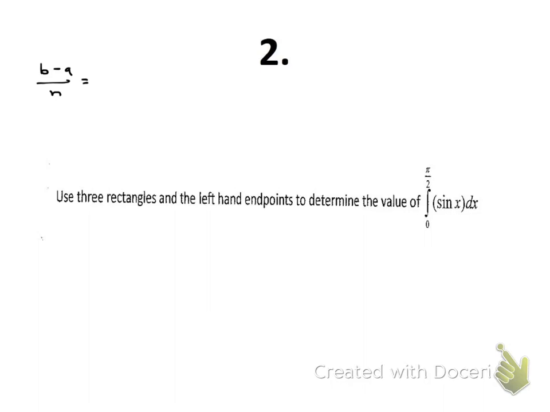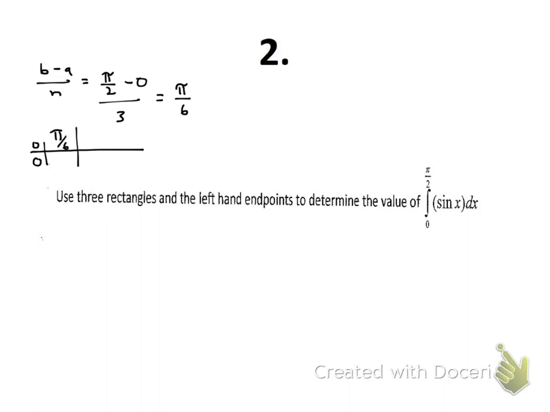So pi over 2 minus 0 over 3. So the width of each of our intervals is going to be pi over 6. So what I recommend doing is think about how we're going to go from 0 and then let's find those values. What is the sine of 0? 0. Pi over 6 would be our next interval.